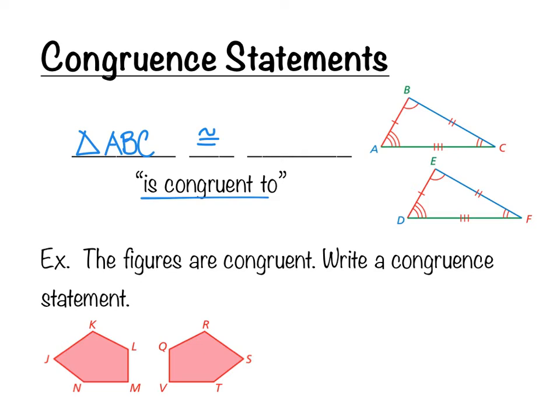When we write this, we can't just put any of the letters in any order that we want to. Once we've said A, B, and C, we have to match up those corresponding angles. Angle A was the same as angle D. Angle B was the same as angle E, and angle C was the same as angle F. That's one way I could write a congruent statement for this, and you'll see all the corresponding angles match up, and also the corresponding sides. If you look at side AB and side DE, it's the same side.